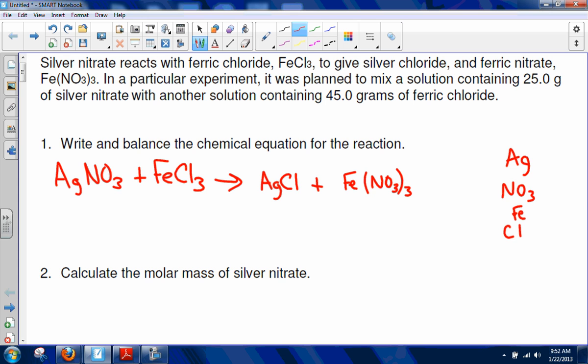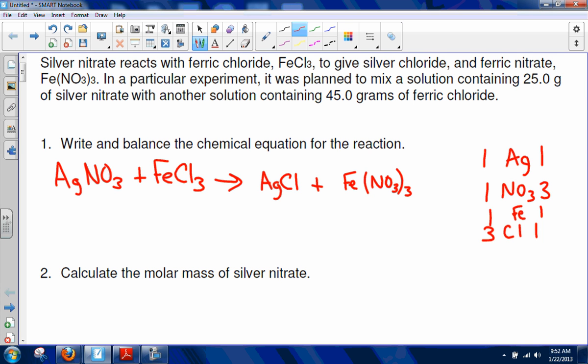How many silvers do I have on the left side? 1. How many nitrates do I have on the left side? 1. How many iron do I have on the left side? How many chlorine? 3. On the right side, how many silver? How many nitrates? 3. How many irons? 1. And how many chlorines? 1.